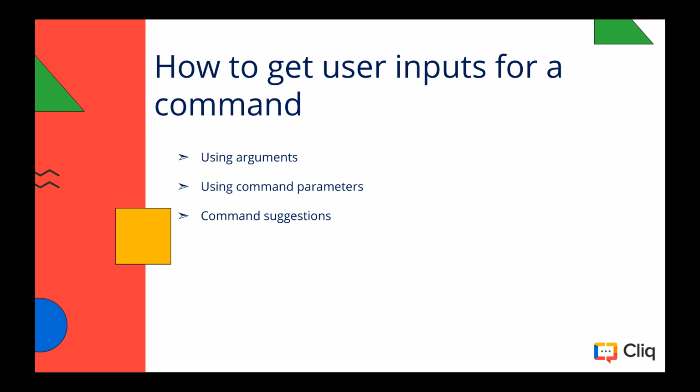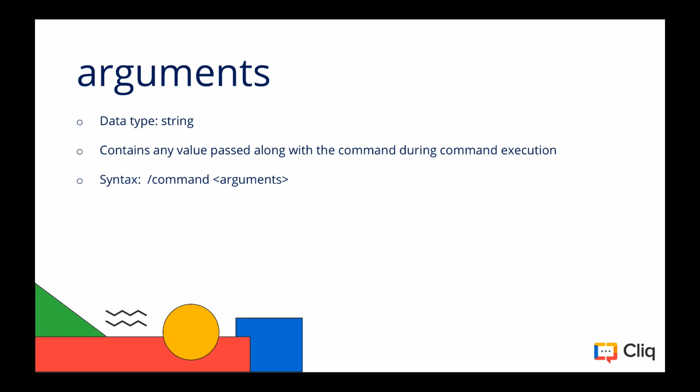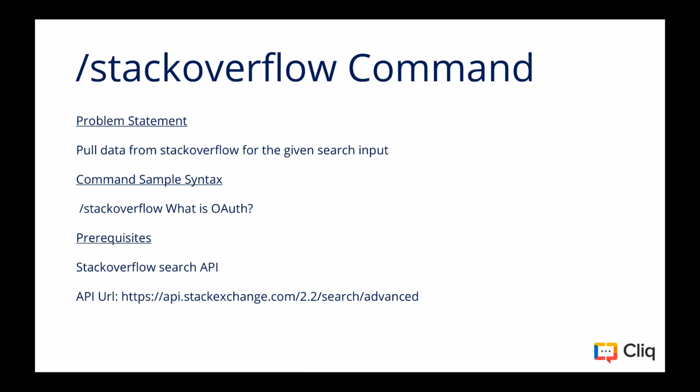Okay, now let's see how you can use arguments in a command. An argument is nothing but an additional value or an input that is passed along with the command and is available in the arguments attribute. Now the arguments attribute is of the data type string, and please note that you can also pass an attachment or a file along with the command. The example we are going to be looking at today is a simple Stack Overflow command to understand how arguments work.